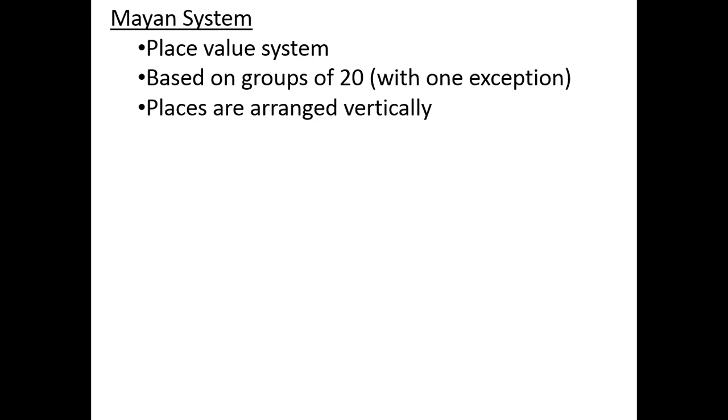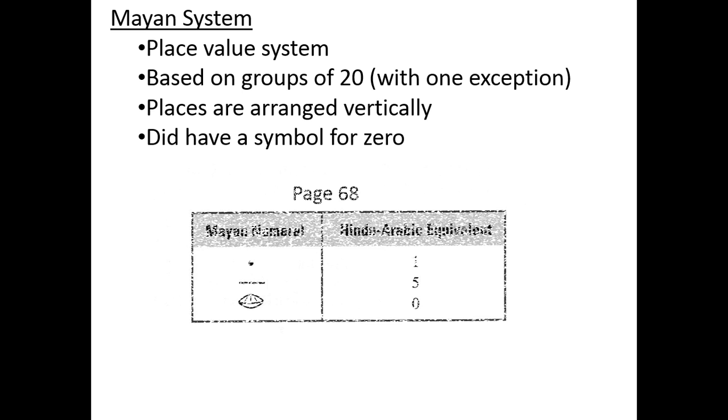So the place value system for the Mayans was based on groups of 20 with one exception, which we'll talk about in just a second. The places are arranged vertically, not horizontally like we're used to. So that's a little bit different. They did have a symbol for 0, so that made them a rather advanced civilization in terms of using numbers.